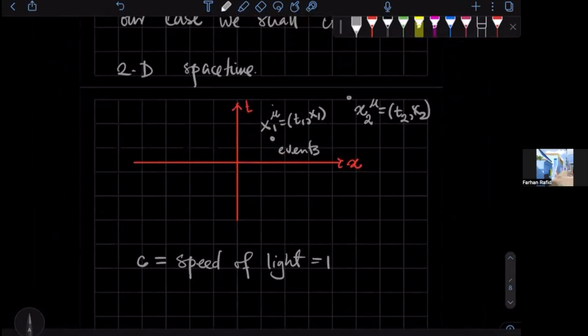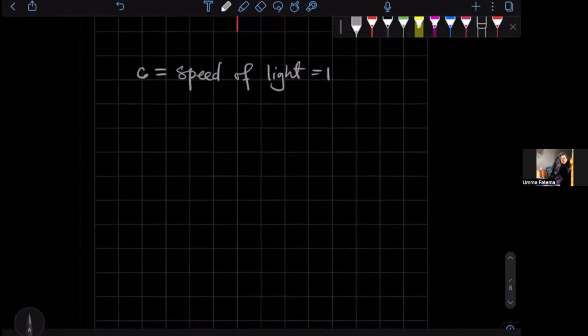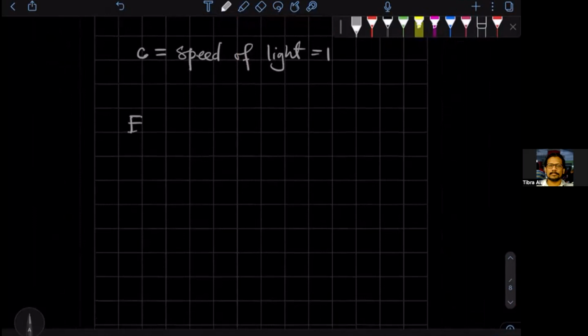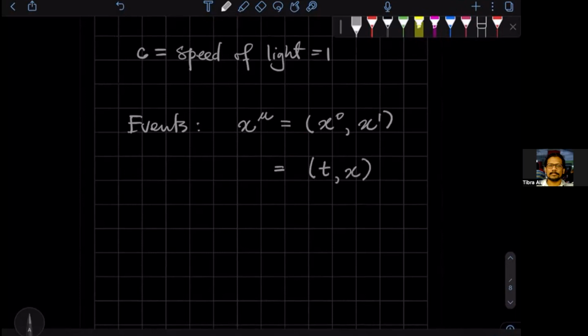Sir, could you go over the mu part again? Yeah, so events are essentially x mu, and this is a 2-vector. It has x0 and x1. In our case, x0 is the time, and x1 is just the coordinate x, okay?